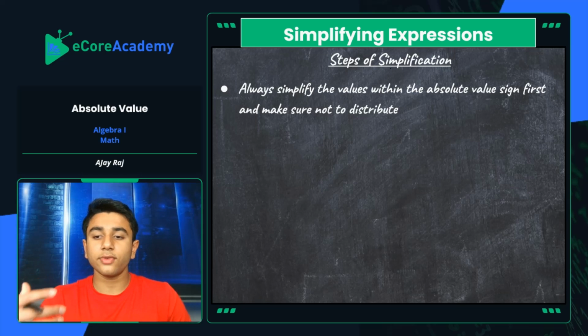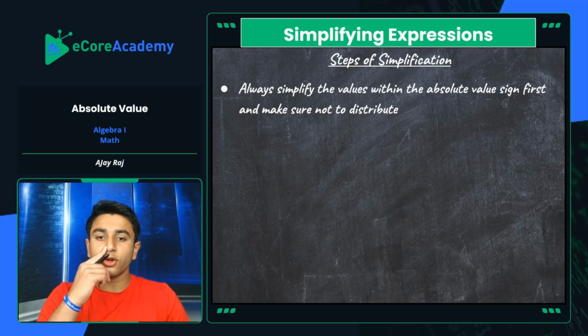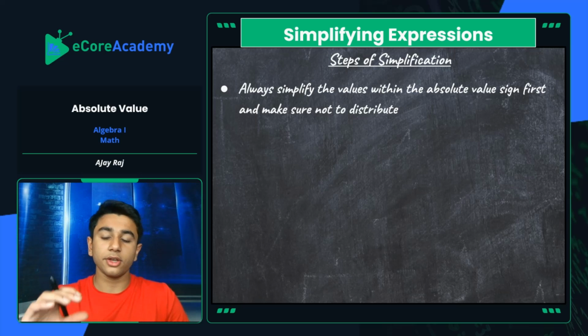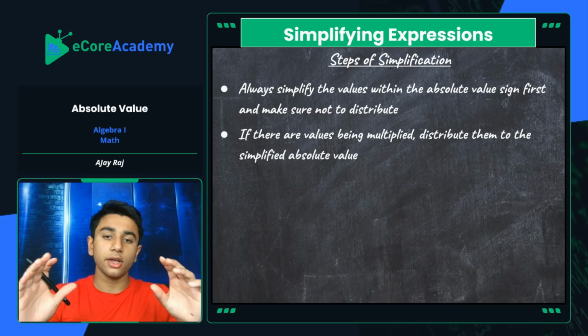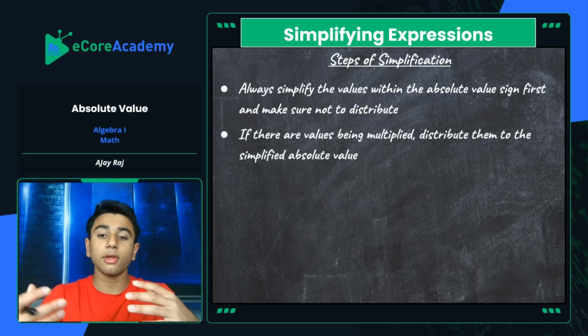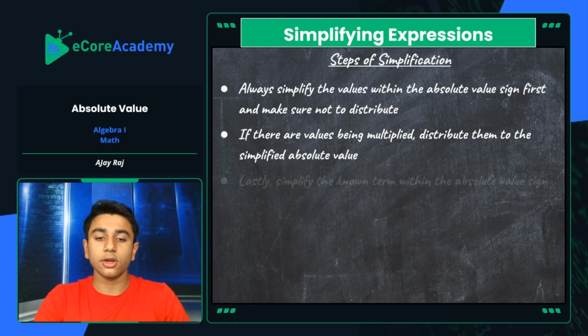So when you're simplifying an expression, you're going to simplify whatever's inside the absolute value sign first. And if you're multiplying anything with that absolute value sign, make sure not to distribute it. It works just like parentheses, but simplify within first. And if there are values being multiplied, like I said, distribute them to the simplified absolute value. So whenever you have an integer directly outside of your absolute value sign without any signs in between, you're multiplying. So like I said, simplify first, then multiply. Makes everything so much easier.